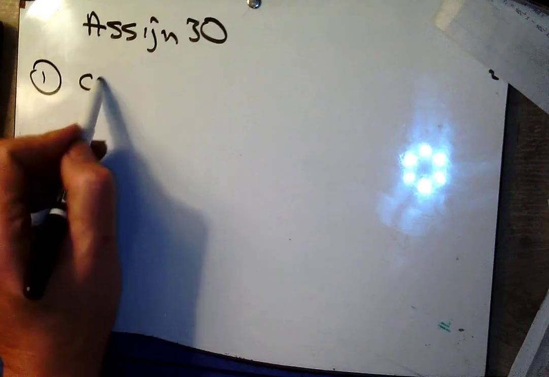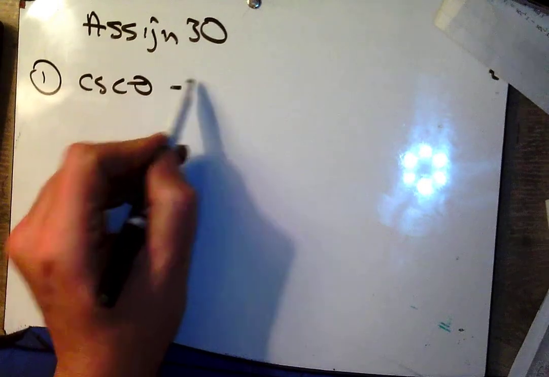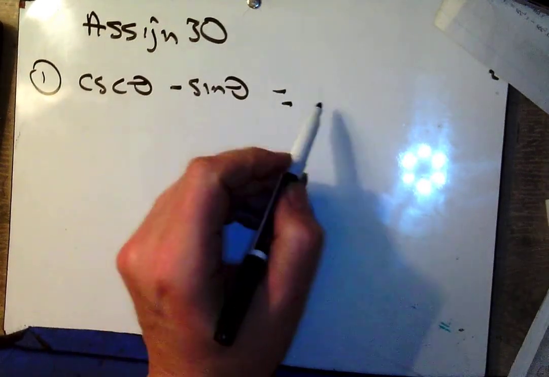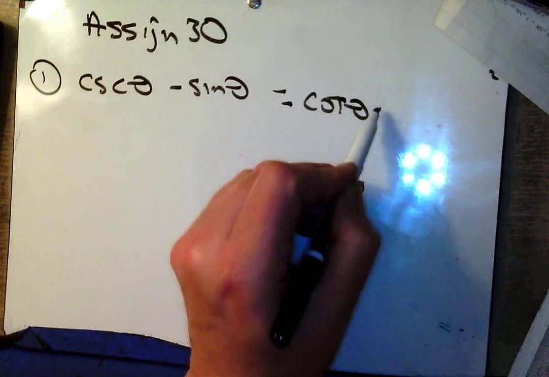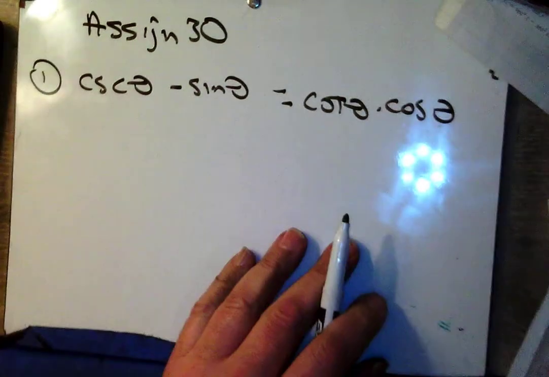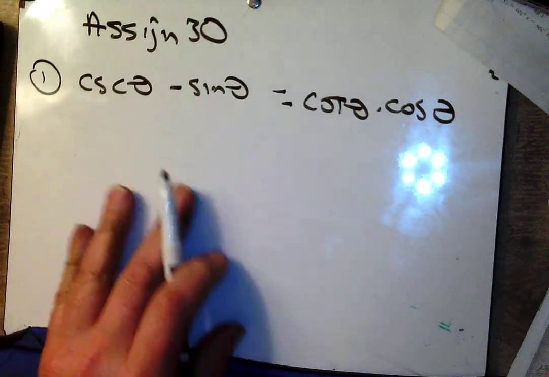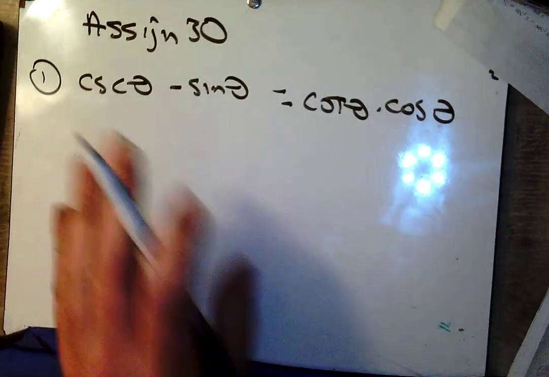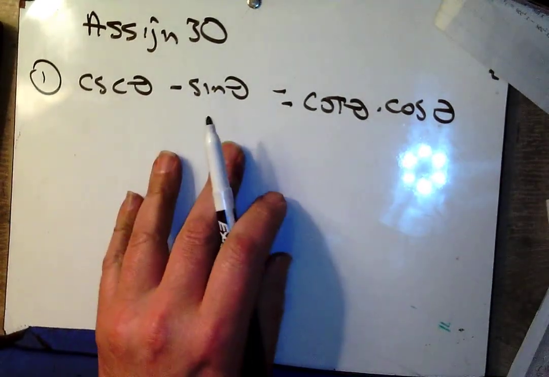Here's our first problem. Cosecant theta minus sine theta equals cotangent theta times cosine theta. Okay, give it a try. Pause the video, give it a try. You should really do that with each of these today.